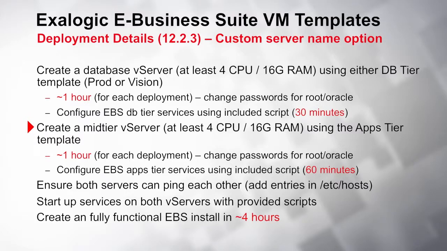Similarly, on the application side, create a vServer with at least 4 CPUs and 16 gig of RAM. It takes about an hour to deploy. Once you log in, change the passwords for root and Oracle, and also run the config script included in the template. That'll take about 60 minutes or so. Once you ensure both servers can ping each other, start up services on both vServers with the provided scripts, and you can essentially create a fully functional EBS install in about 4 hours.